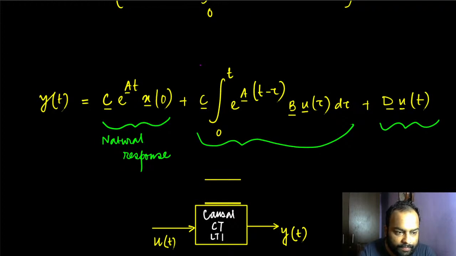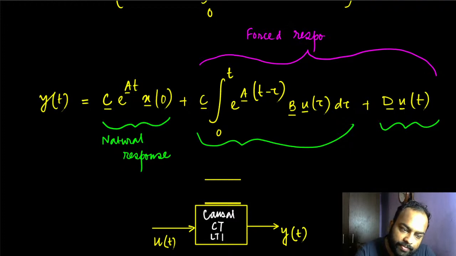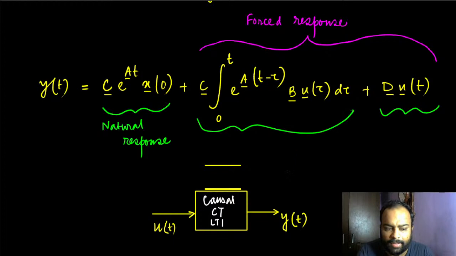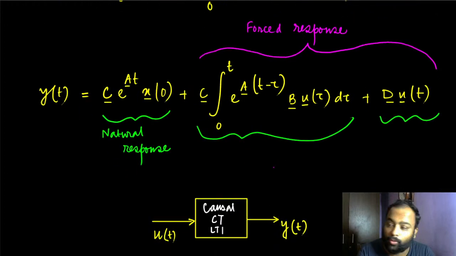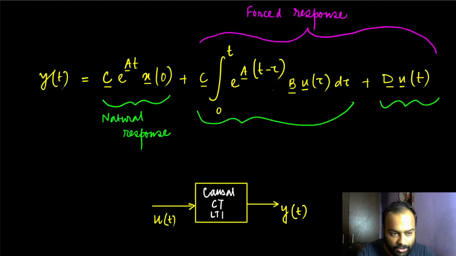These two taken together are sometimes called the forced response. Why do you think it's called forced response? The answer is very simple: because the input is called the forcing function. When the input appears in the system, we are kind of forcing the system to respond. That's why this is called forced response.